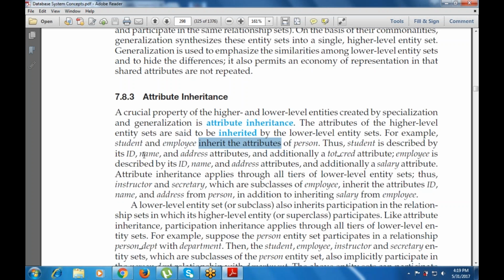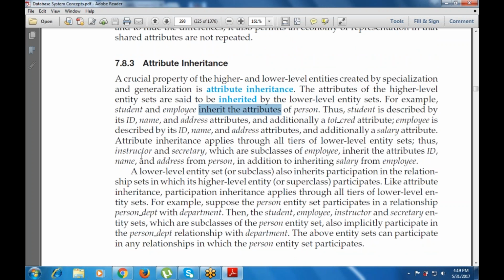A lower level entity set, also known as a subclass, also inherits the participation in the relationship sets in which its higher level entity, that means a superclass, participates. So the lower level entity is known as a subclass, and the higher level entity is known as a superclass. Like attribute inheritance, participation inheritance applies to all tiers of the lower level entity sets we are using. Now let's take an example.